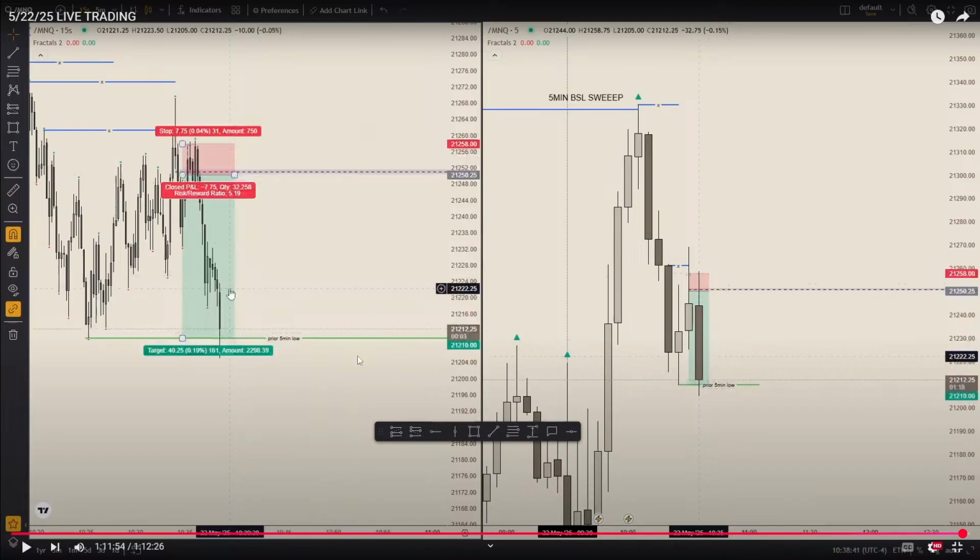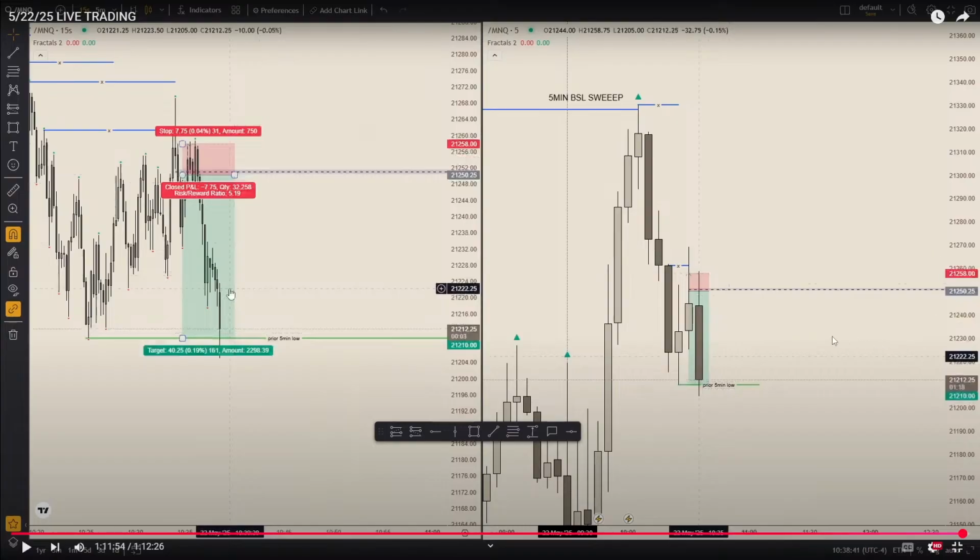But mentally for this day, it was pretty weird, because this was a level that I was looking to short from. I never got my short confirmation. It pretty much ran away from me. You know, I was just sitting here. I don't want to say I missed, but I missed the move in a sense because I wasn't part of it.